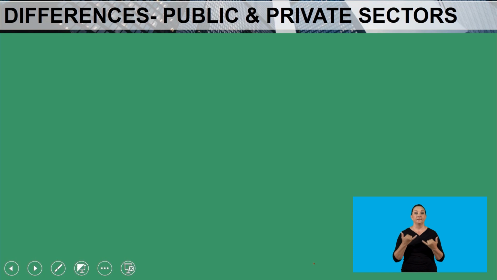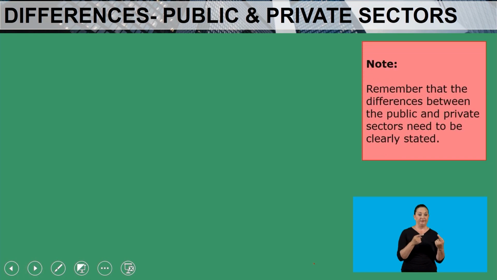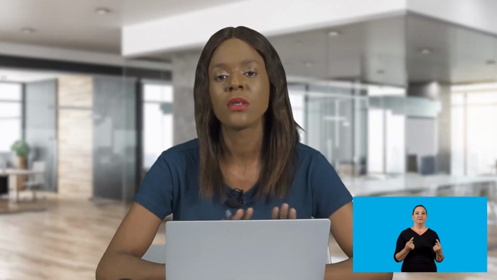Now, let's move on to our fourth concept, which is the differences between public and private sectors. There's a note there. You need to remember that the differences between the public and private sectors need to be clearly stated, showing how the private sector differs from the public sector. Do not state the similarities, but the differences, what makes them different from each other.